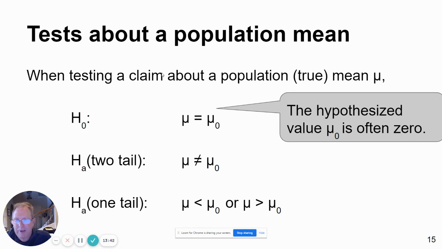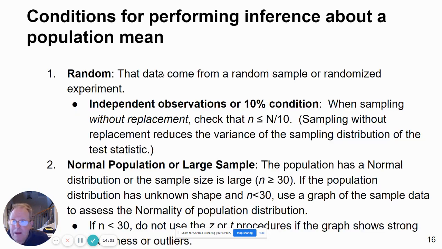I should caution you that you need to make sure that you do not switch up the null and the alternative hypothesis. If you switch these up, you're not going to get credit. So those are the null and alternative hypothesis for a test of a population mean. Then we have to check our conditions. As usual, we check the random condition.